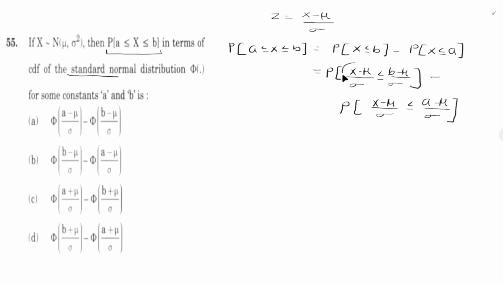Now this quantity can be written as Z. So probability that Z less than equal to B minus mu upon sigma, minus probability that this quantity is again Z, standard normal variate, less than equal to A minus mu upon sigma.